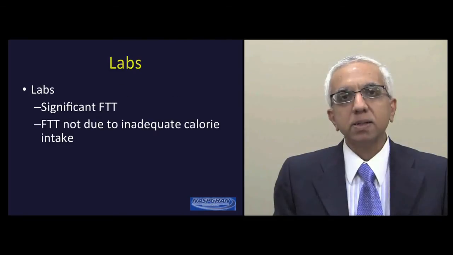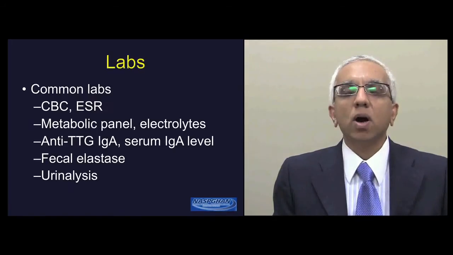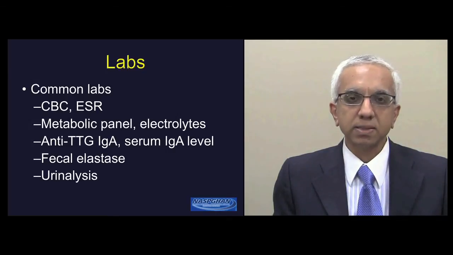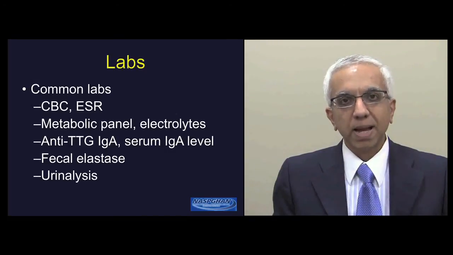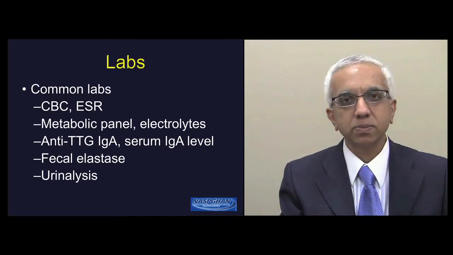You may consider labs in children with severe failure to thrive or failure to thrive not due to inadequate calorie intake. Common labs that one would obtain are a CBC, a complete blood count, as well as an ESR, metabolic profile, a celiac panel, which is typically an anti-tissue transglutaminase IgA, as well as a serum IgA level, as well as a fecal elastase, and a urine analysis.